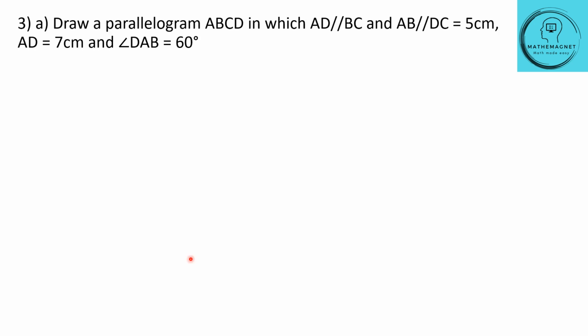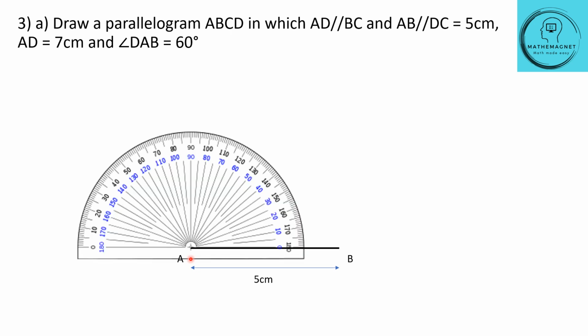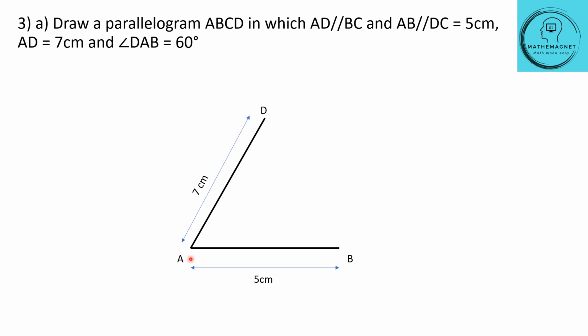Question 3a. Draw a parallelogram ABCD in which AD is parallel to BC and AB is parallel to DC and is also equal to 5 centimeters, AD equal to 7 centimeters and angle DAB equal to 60 degrees. First, let's draw the line AB which measures 5 centimeters. Next, we'll keep the protractor at point A and draw a line at 60 degrees with a measurement of 7 centimeters and mark it as D.